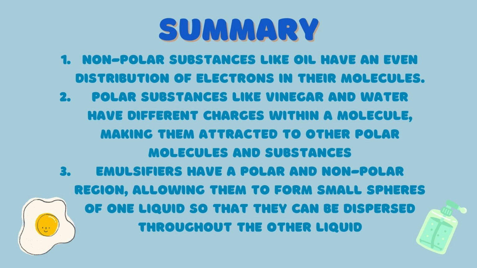In summary, we learned that 1. Nonpolar substances like oil have an even distribution of electrons in their molecules. 2. Polar substances like vinegar and water have different charges on the ends of the molecules, making them attracted to other polar molecules and substances. And 3. Emulsifiers have a polar and nonpolar region, allowing them to form small spheres of one liquid so that they can be dispersed throughout the other liquid.